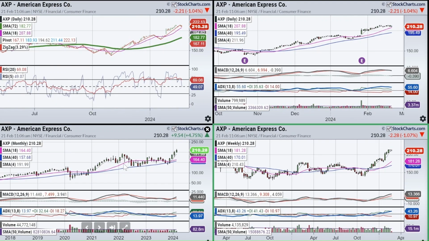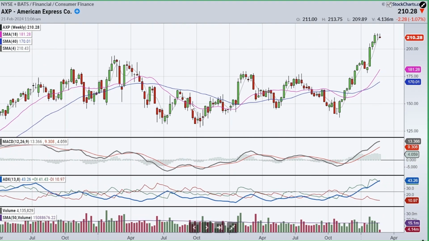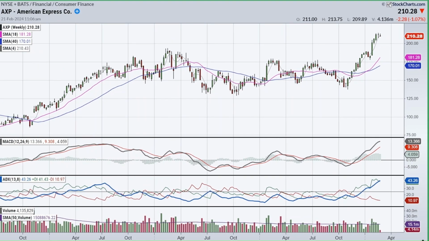All right, the second example is when we break out. Look at this base breakout in American Express. Now, what I teach on breakouts is that if we make an extended run to break out, you see this breakout? We were up like 7 out of 8 weeks in a row. It's not ideal to buy something that's overbought.